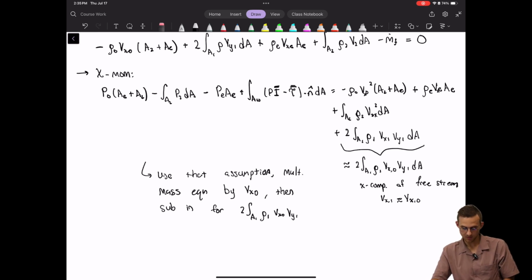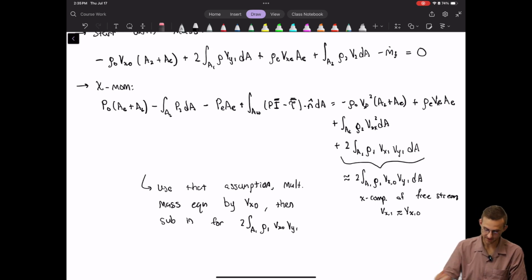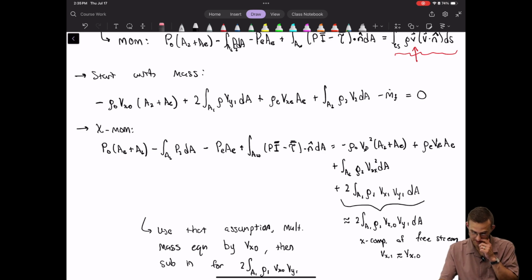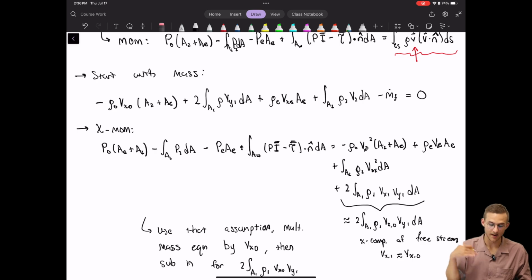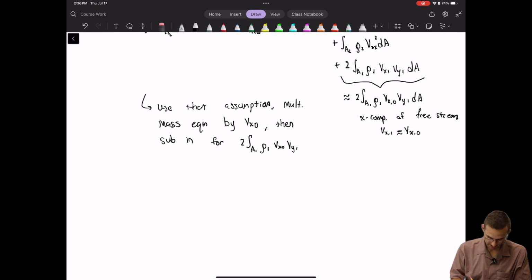So in other words, we just made this assumption. We're going to solve that entire equation for that term, and then the mass equation, if we multiply that by Vx naught, the a1 integral is going to have the same term in it, and so we can use that to sub in our information from the mass equation and also drop that ugly integral over the a1 surface. It'll get rid of one of those really unappealing integrals.